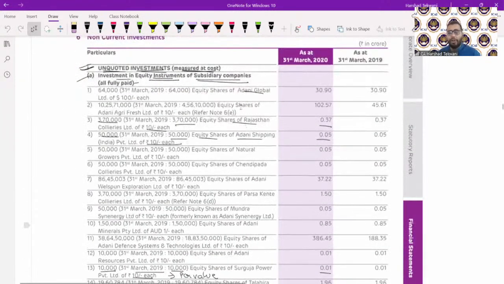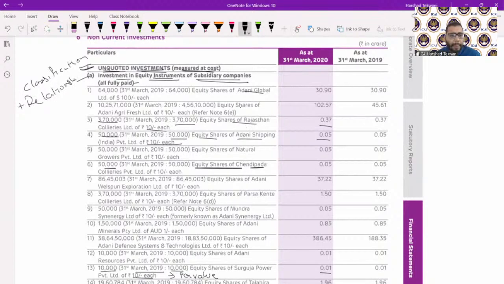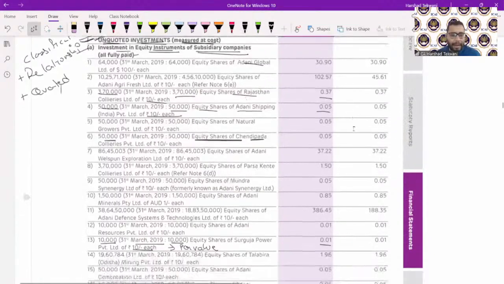Remember, in the last lecture we also discussed how investments are required to be disclosed. For example, 50,000 equity shares of this particular company. This company falls under the head of investment in equity instruments of subsidiary companies. So I have done the classification, provided the relationship, and also provided that these are all unquoted investments. So the third condition, quoted or unquoted, is also done. Clear? Plus the investment details that I am required to disclose.